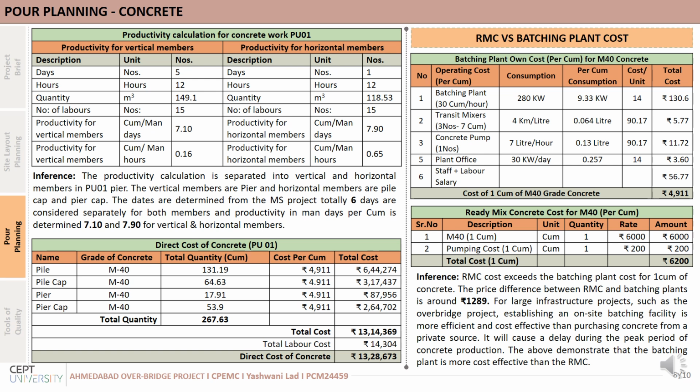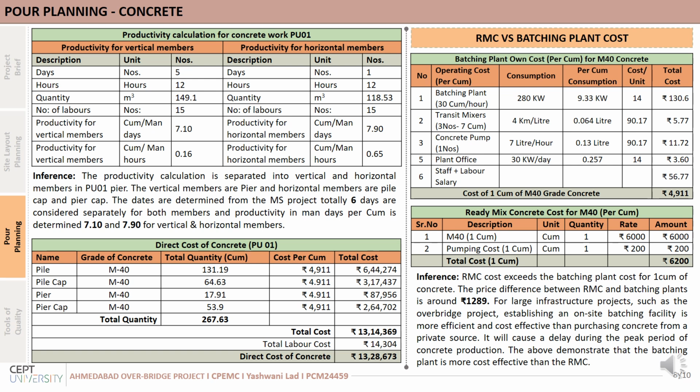Similarly, for concrete, we calculated the concrete requirement for pile, pile cap, pier and pier cap, same as steel. Productivity is calculated for vertical members, which is 7.10 man days per cubic meter, and horizontal members, which is 7.9 man days per cubic meter for PU01. Direct cost of concrete includes total concreting cost plus labor cost. Later, we compared the RMC and batching plant cost.